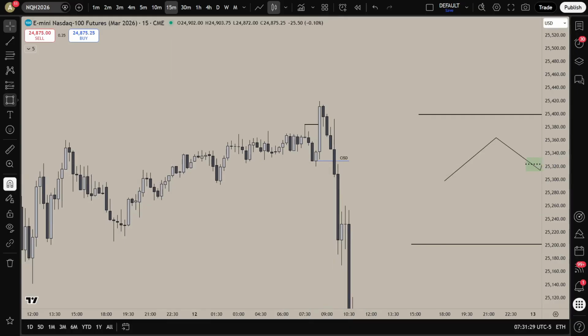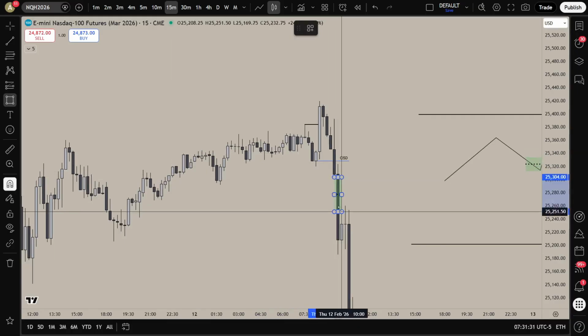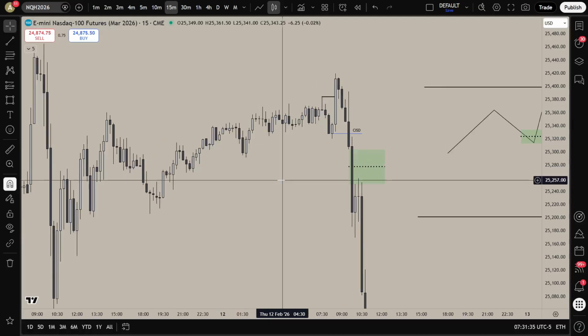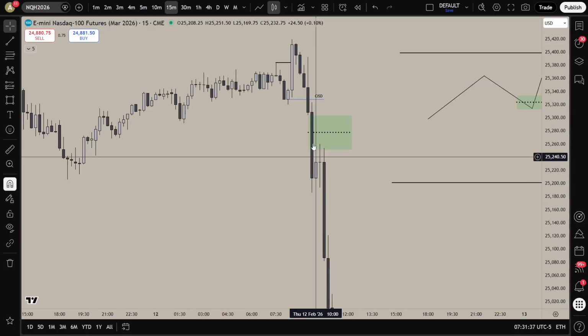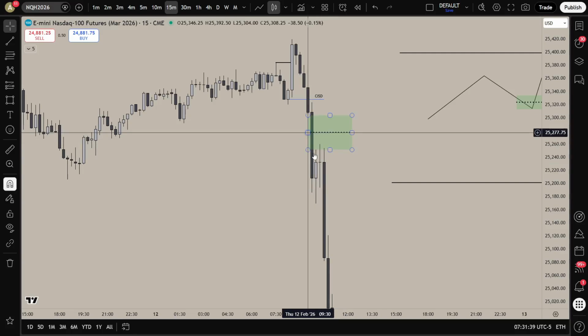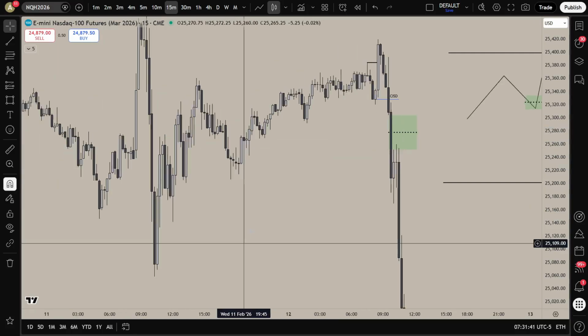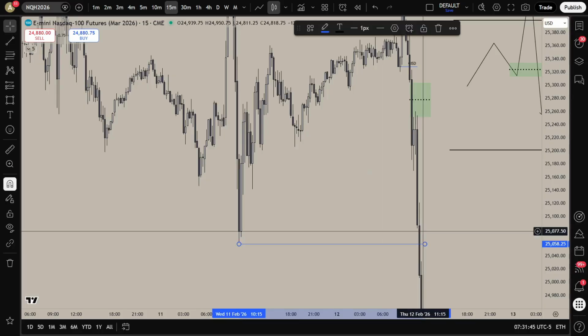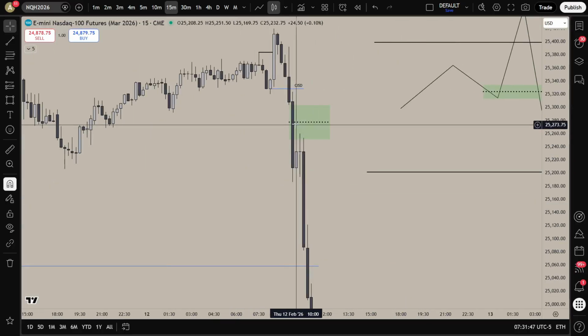There was a beautiful short from this fair value gap. I actually took this short as well, and I have uploaded that on my Instagram page as well. You should check that out. And this was a fair value gap. I waited for a retracement into this fair value gap to eventually take out the previous day low here. Okay.